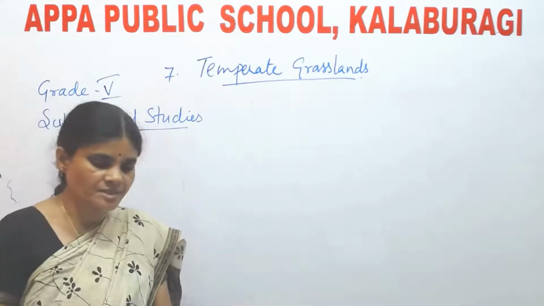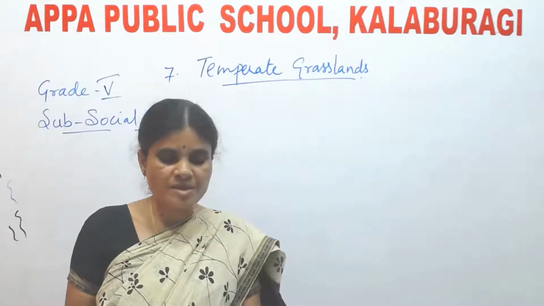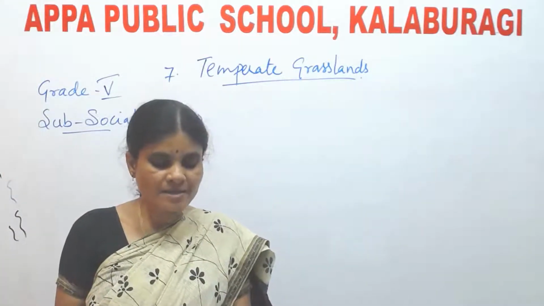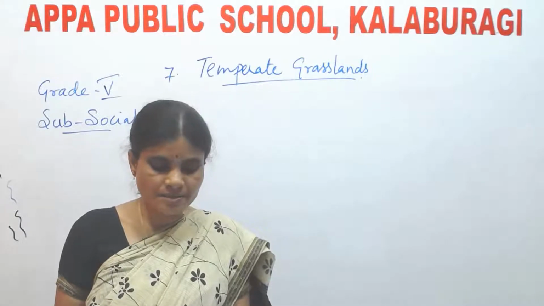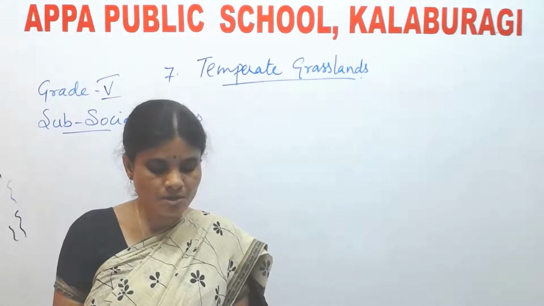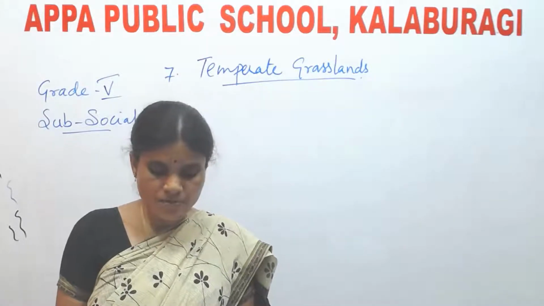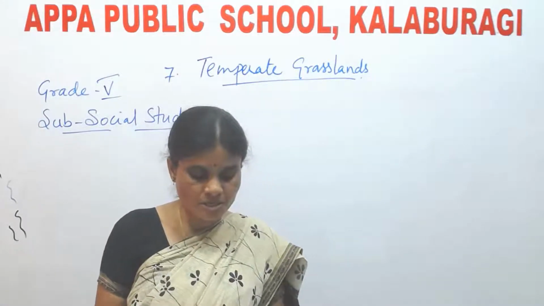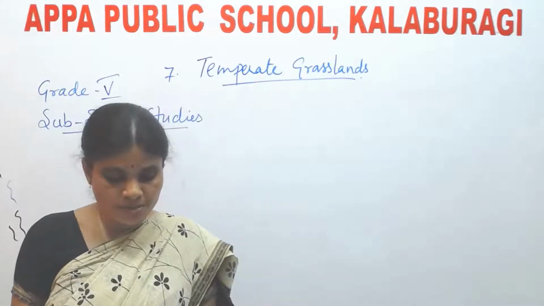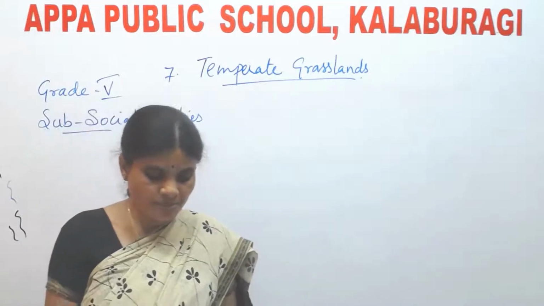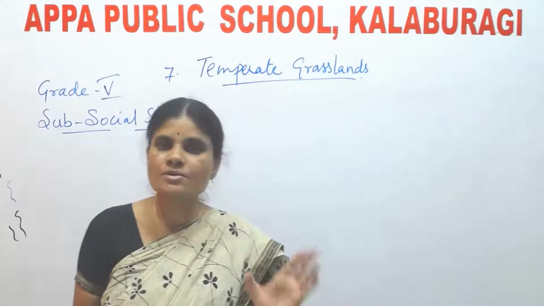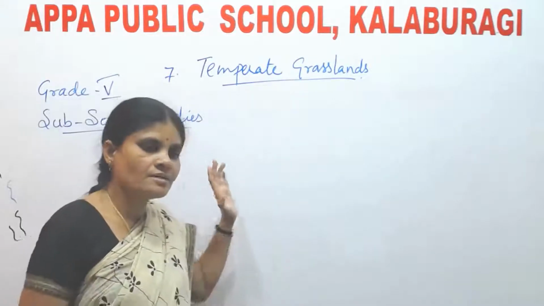Once again, I will repeat, children. Second sem portion: 7th lesson temperate grasslands, 8th lesson desert regions, 9th lesson desert zone, 10th lesson environmental pollution. Next, 12th lesson evolution of transport and communication. 13th lesson India over the ages. 14th lesson British period in India. These lessons you are going to get for second sem.